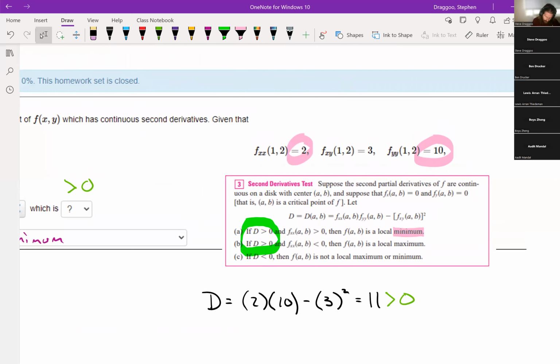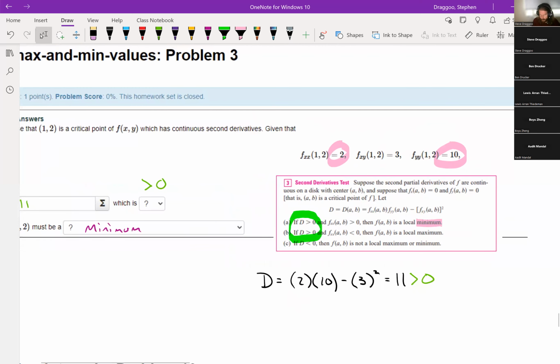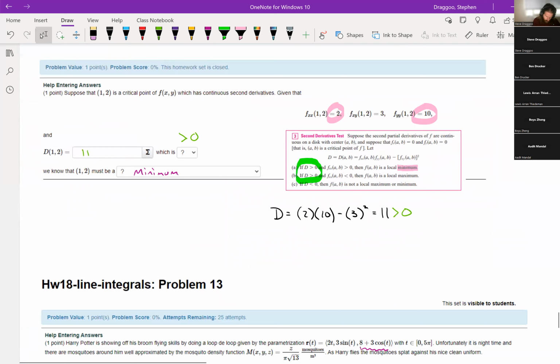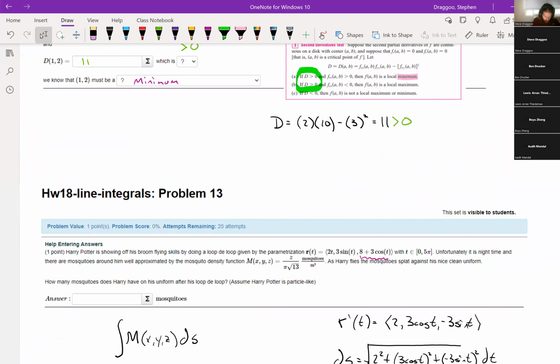As we can see here, D comes out to a positive number. It's 11, greater than 0. And both the second x partial and the second y partial are positive, meaning it's concave up in both directions. This is what makes it a minimum. The test says you always have to check the second x partial specifically, but you don't. You can check either the second x or the second y partial. But textbooks being what they are, it only put one option.